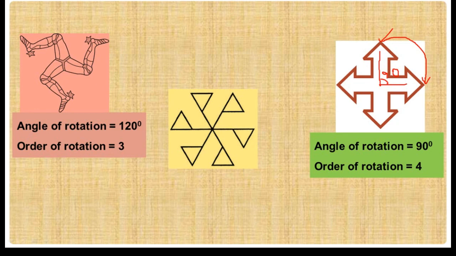Now this figure. If I rotate this from here to here, what should be my angle of rotation? 360 divided by the order. What is the order? 1, 2, 3, 4, 5 and 6. So the order is 6. So the angle will be 360 divided by 6, that is 60 degrees.